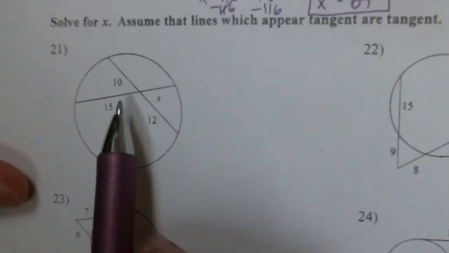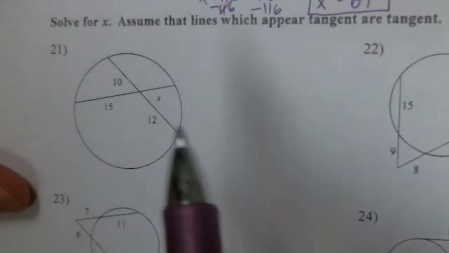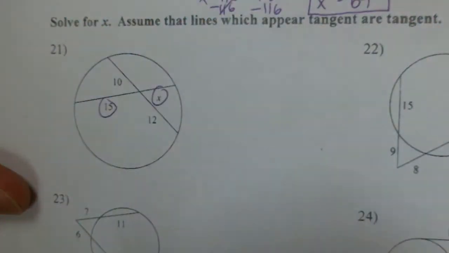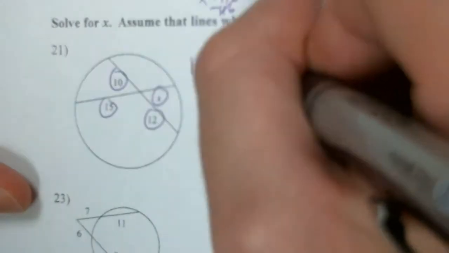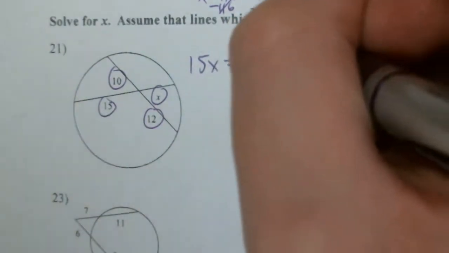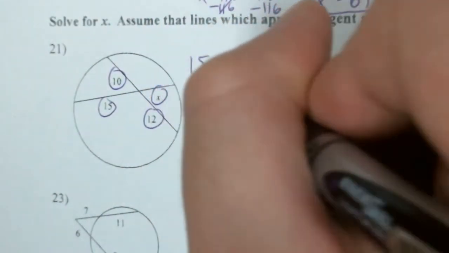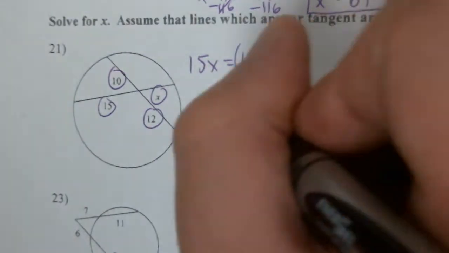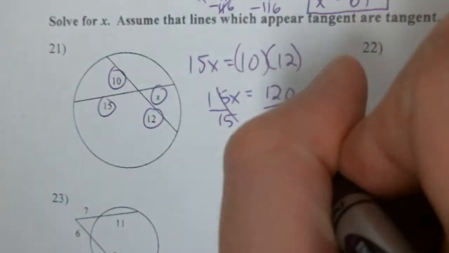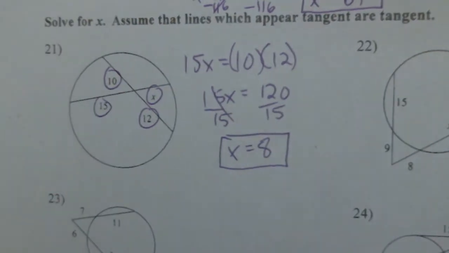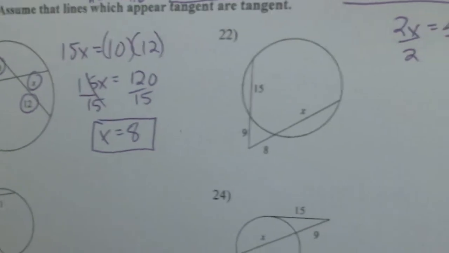Okay, all right, so this one is PP, part times part. So we're going to multiply. We've got 15 times x, so 15x is going to be equal to that part times that part, 10 times 12. So we have 15x equal to 120. Divided by 15, we get x equals 8. The part times part PP problems are quite easy.